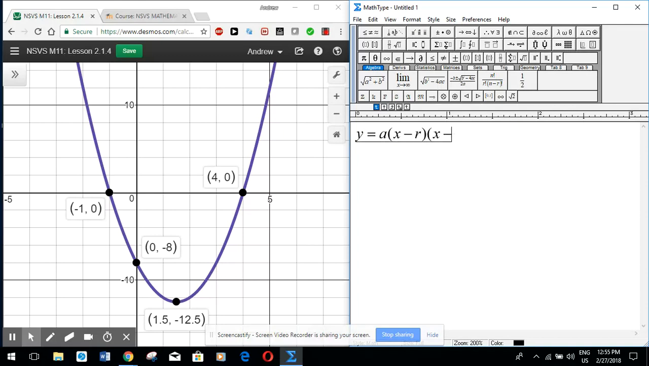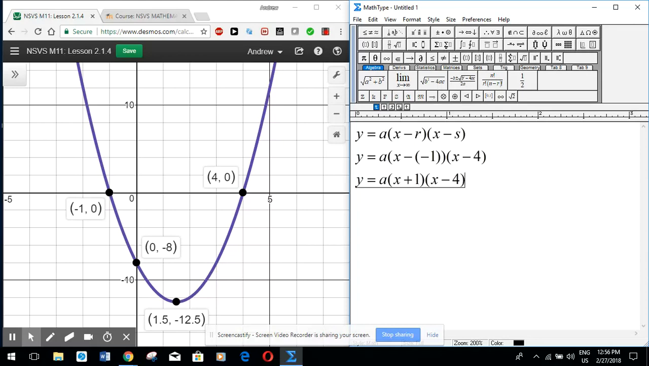So if we substitute in those values, we have y equals a by x minus r. So r is our first root, so x subtract -1, multiplied by x subtract 4. So that becomes y equals a by x plus 1 by x minus 4. We almost have a complete equation. All we need to complete the equation is to figure out what a is.